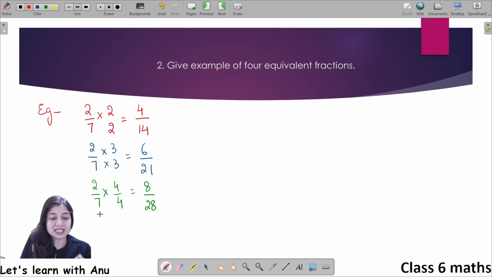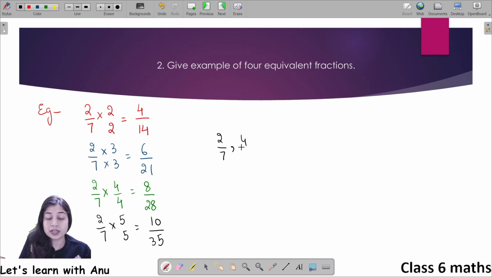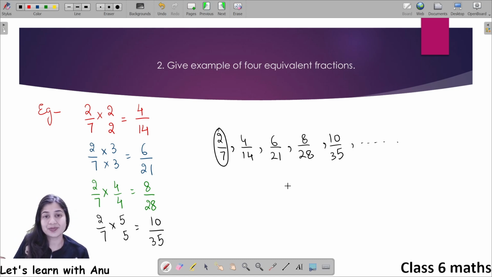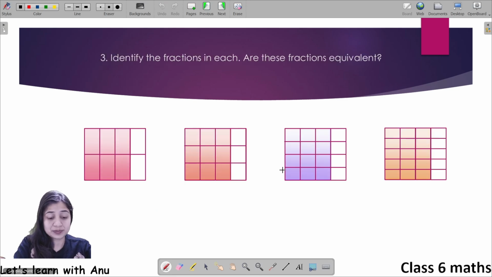Let's obtain the last equivalent fraction of 2 by 7. I'm going to multiply it with 5 and I'm getting 2 into 5 is 10, 7 into 5 is 35. So the equivalent fractions are 2 by 7, 4 by 14, 6 by 21, 8 by 28 and lastly 10 by 35. I hope everyone understood how we obtain the equivalent fractions of 2 by 7. Let's move to the next question.